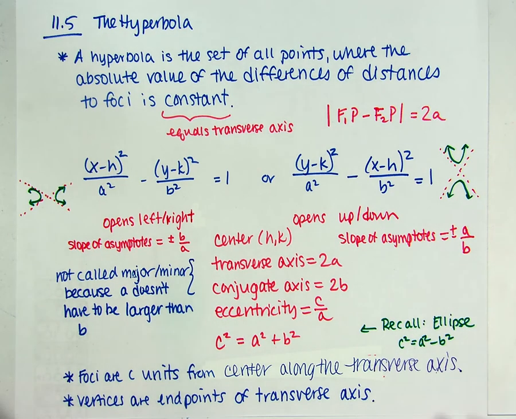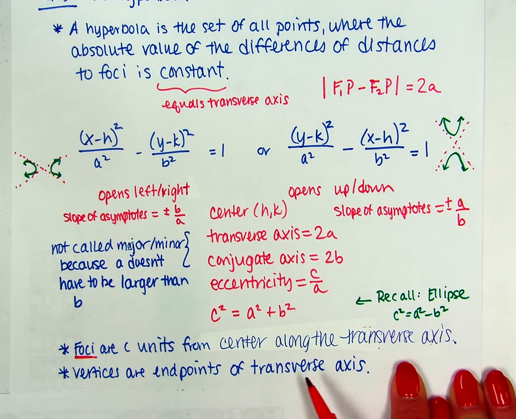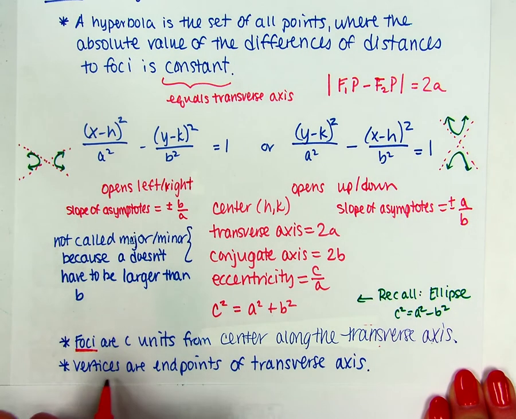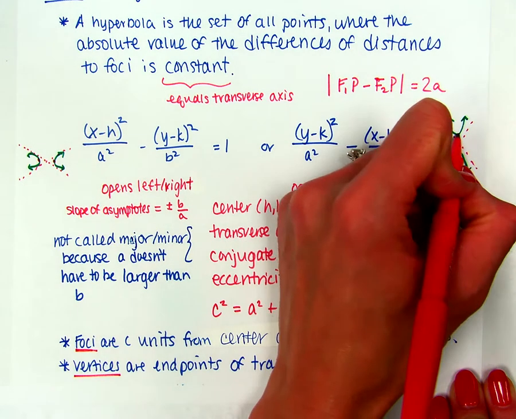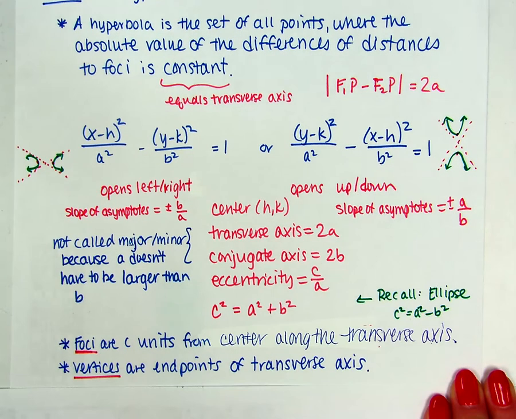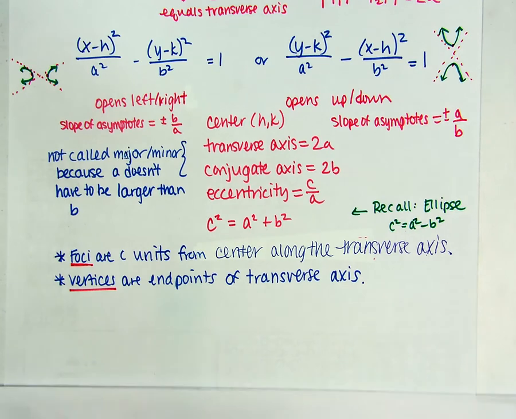All right, so the last two things are the foci and the vertices. Foci are going to be c units away from the center along the transverse axis. For an ellipse, it was along the major axis, but same concept. And vertices are where your hyperbola, the two pieces, start. And those are going to be along the transverse axis, so the endpoints of the transverse axis. All right, if you need to pause the video, go ahead. Otherwise, we're going to do a couple of examples.